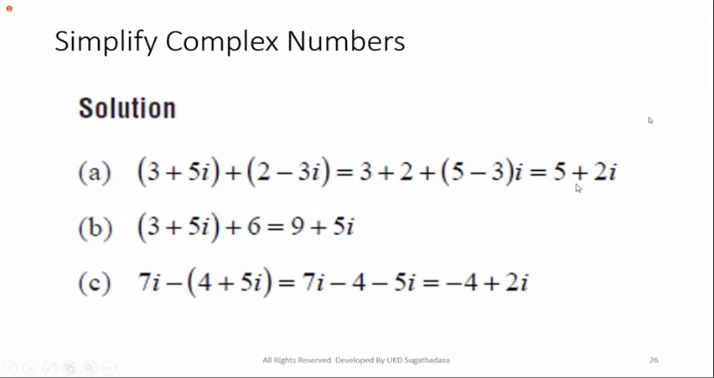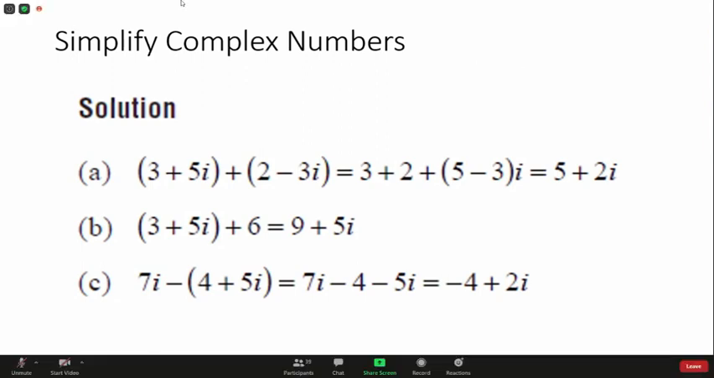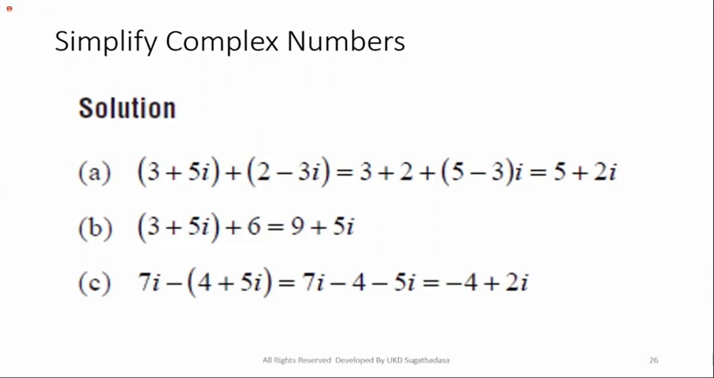The first one is 5 plus 2i. Remember, i and j are no different, both are the same, right? This has been taken from the textbook itself. The second answer is 9 plus 5i. The final one, when you remove the brackets: minus 4 minus 5i, so minus 4 plus 2i. Remember, i or j no different, right? You can understand this easily.